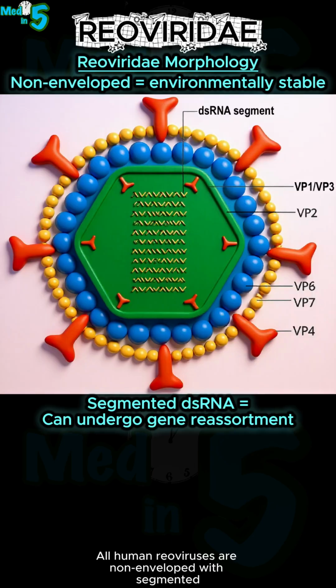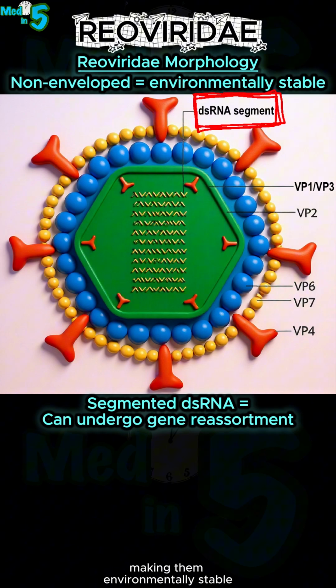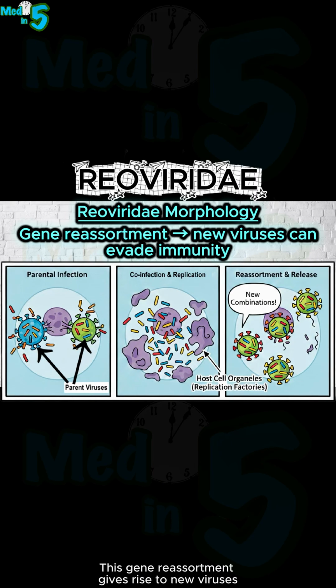Let's start. All human reoviruses are non-enveloped with segmented double-stranded RNA genomes, making them environmentally stable and capable of mixing their gene segments. This gene reassortment gives rise to new viruses that can evade immunity.